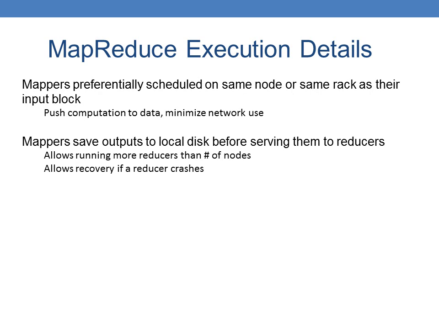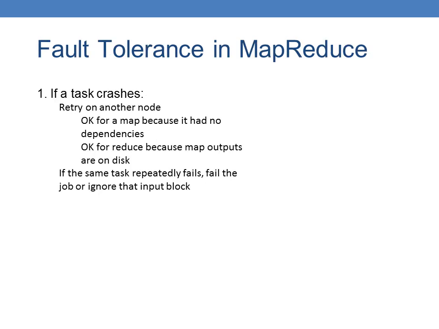MapReduce execution details. Mappers are preferentially scheduled on the same node or same rack as their input block. Push computation to the data to minimize network use. Mappers save output to local disk before serving it to the reducers. This allows running more reducers than there are nodes, and allows recovery if a reducer crashes.